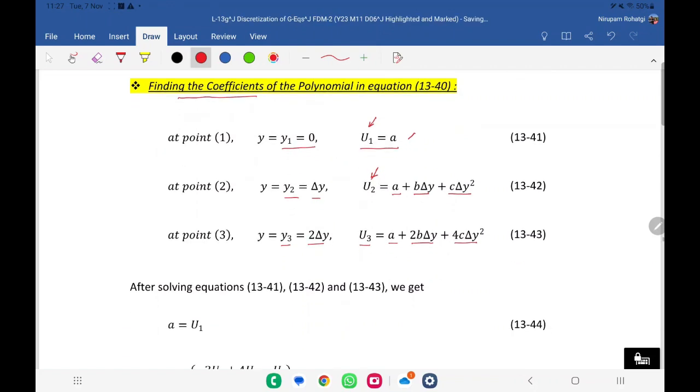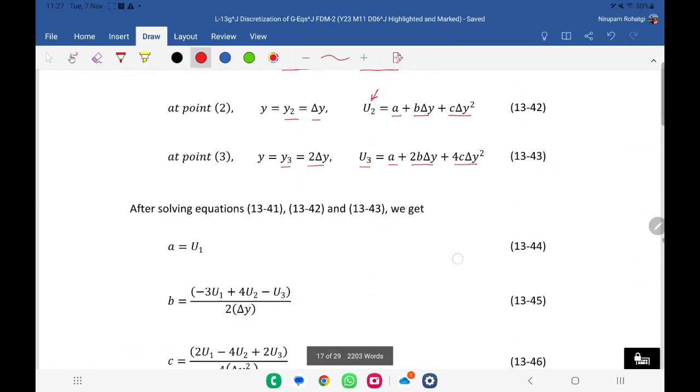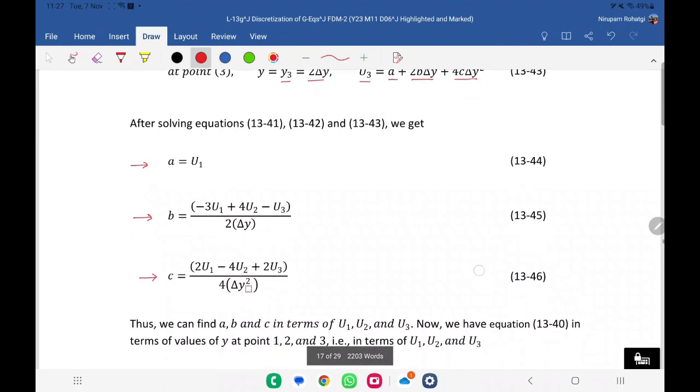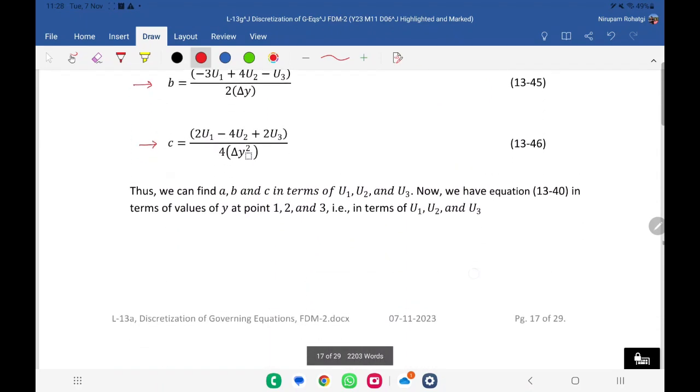Now you can use all these equations. There are 3 equations and 3 unknowns. U1, U2, U3 are known. They are not unknowns. Unknowns are A, B and C. Delta Y is also known. You have already made the size of the grid. Delta Y is known to you. Now this gives you these 3 equations. A is equal to U1, B is equal to this one and C is equal to this one. So what do we finally get?